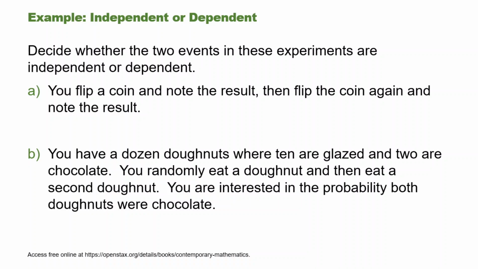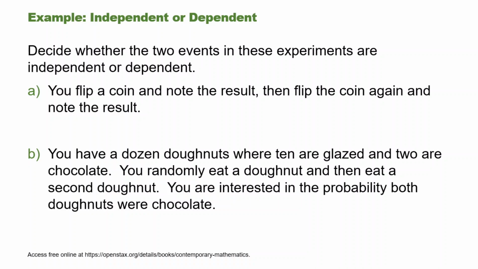Example, independent or dependent. Decide whether the two events in these experiments are independent or dependent. Remember that dependent events depend on each other. So if one event occurs, it affects the second or the following event. And so we think of it that way. And independent means they don't affect each other.